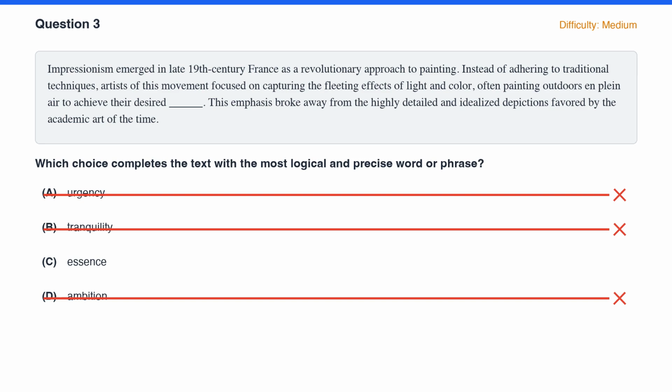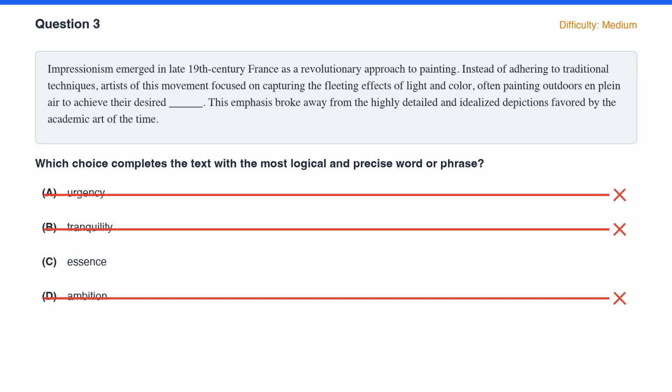This is the trap. Impressionist paintings do feel tranquil. Water lilies, gardens, soft light. So a student who's been thinking about the topic might say, yeah, tranquility, that fits. But the sentence isn't about how the painting feels to a viewer. It's about what artists were trying to achieve technically. That's a same topic distractor.